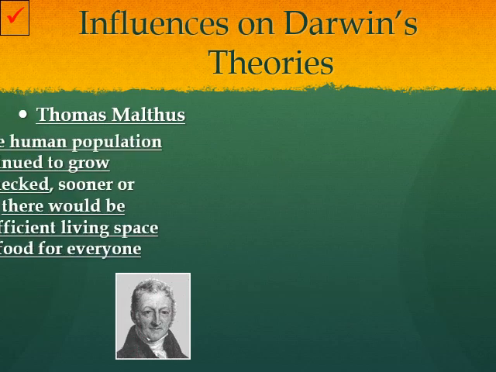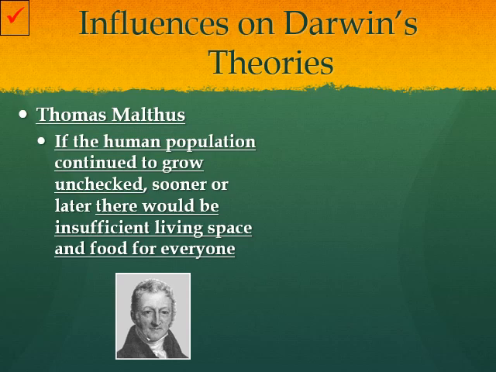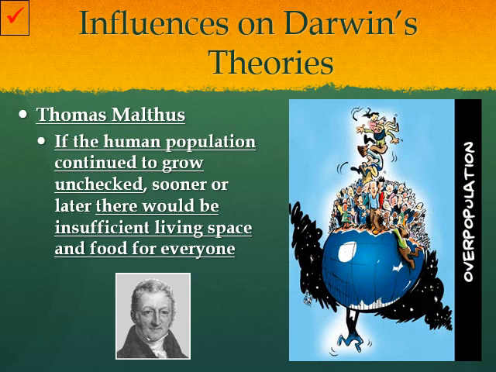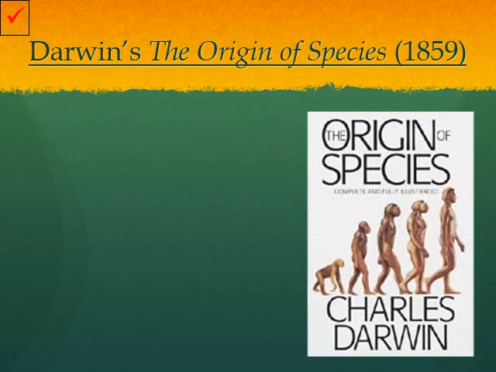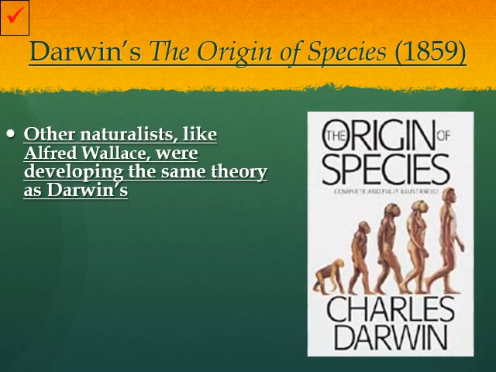Thomas Malthus, simply put, said that if the human population continued to grow unchecked, there would be insufficient living space and food for everyone. So organisms have to compete. Otherwise, overpopulation will gradually start thinning out the herds. The final one was another naturalist just like Darwin. His name was Alfred Wallace, and they were actually developing the same theory around the same time.